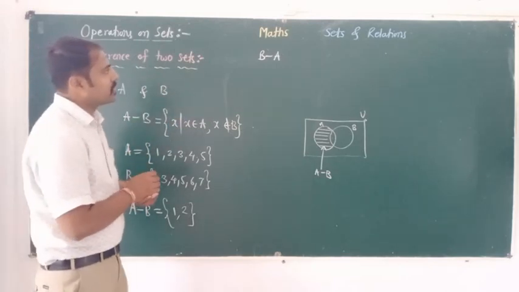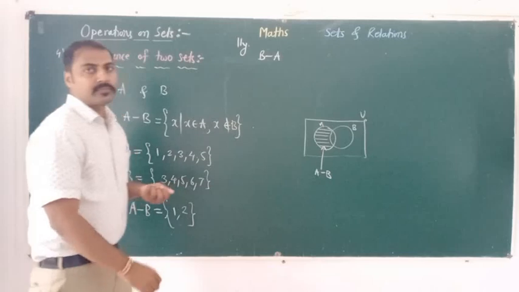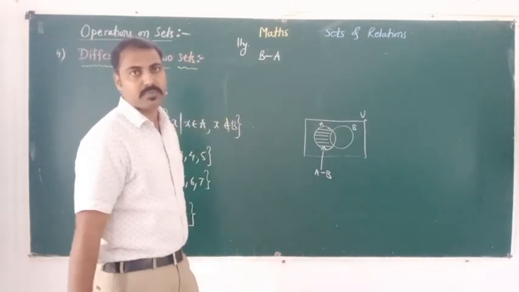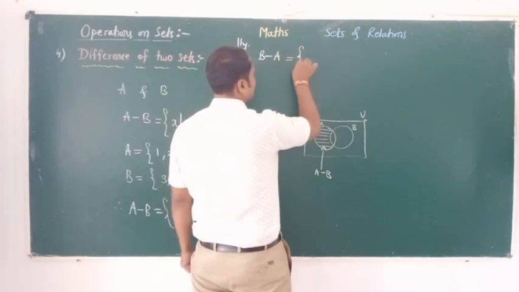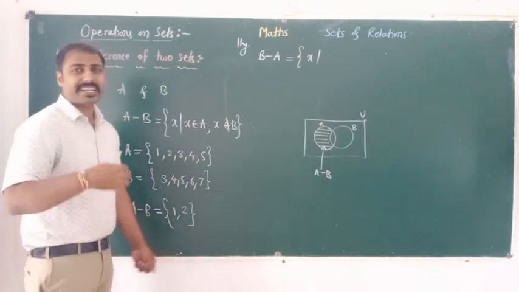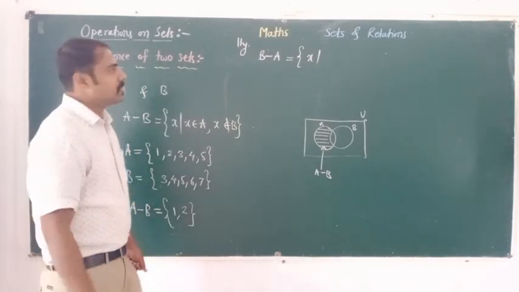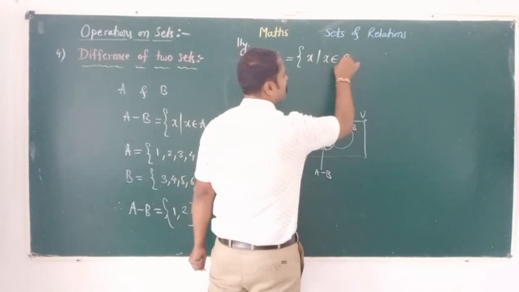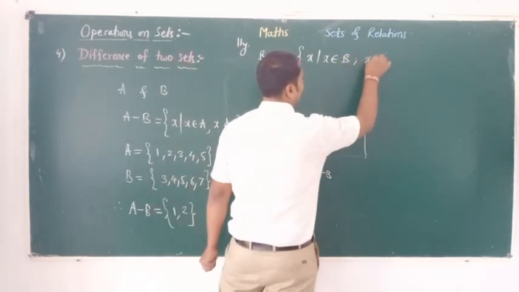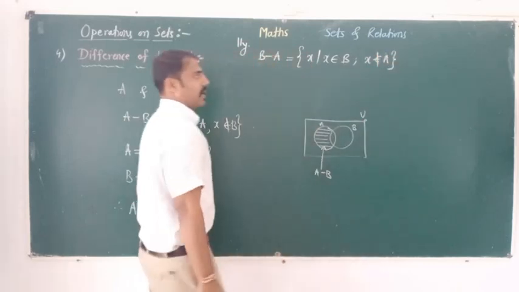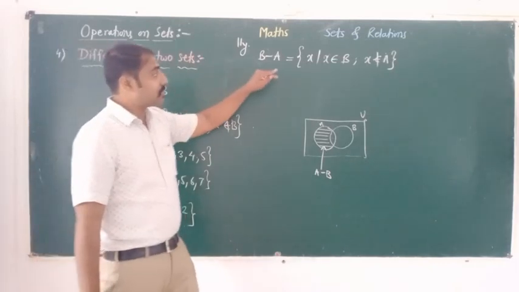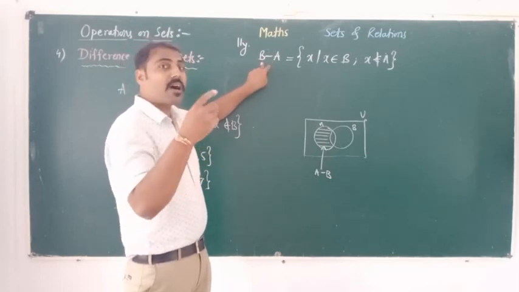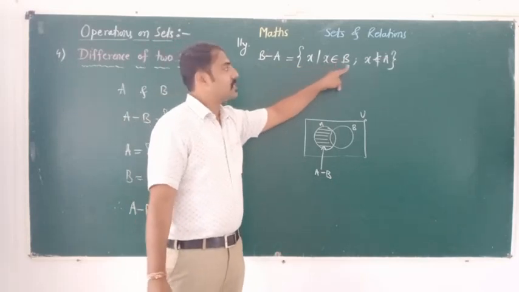Now we move to our second definition. The difference of two sets B and A is denoted by B minus A, and it is the set of all elements X such that X belongs to the first set, which here is B, but X does not belong to A. Remember, when the difference B minus A is taken, the elements are from set B which are not in A.